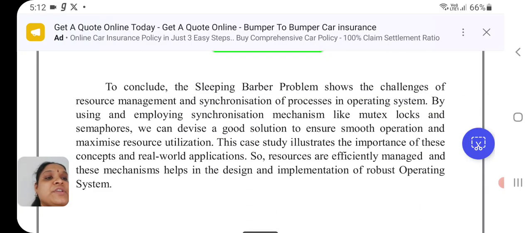So this is the conclusion here. This problem shows the challenges of resource management and synchronization of processes in operating systems. By using semaphores and mutex locks, we can devise a good solution to ensure smooth operation and maximize resource utilization. This case study helps illustrate the importance of these concepts in real world applications. Thank you.